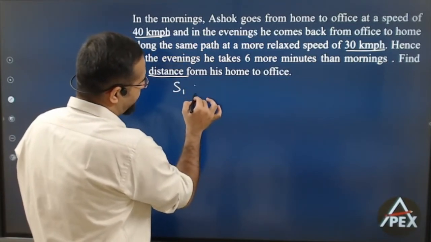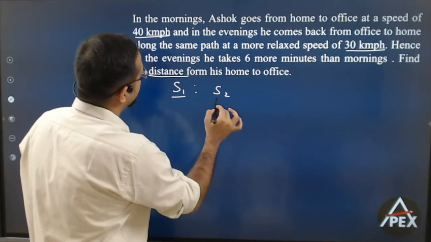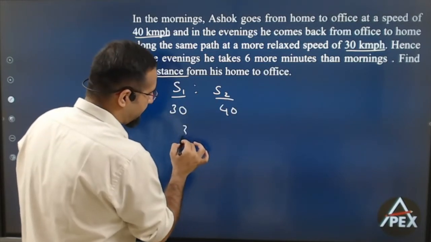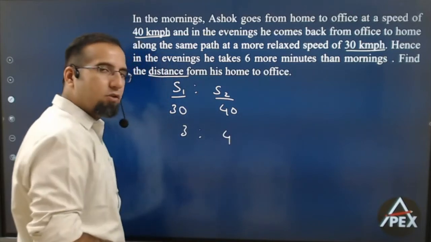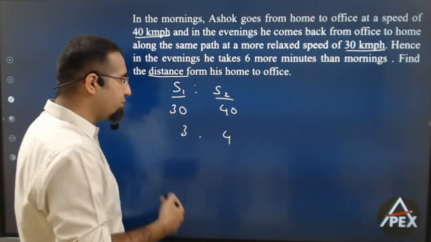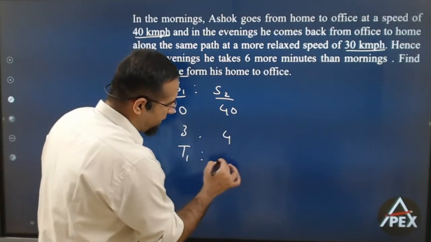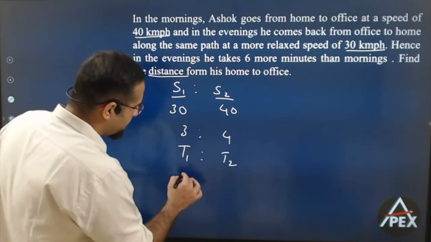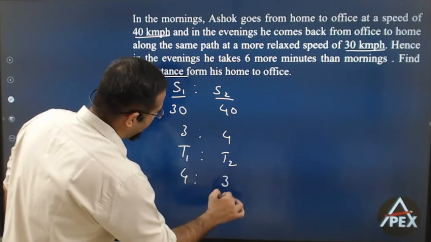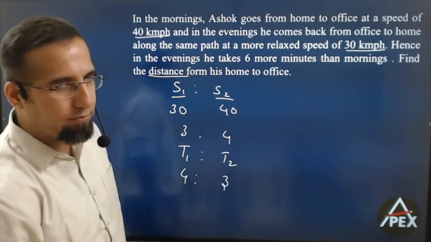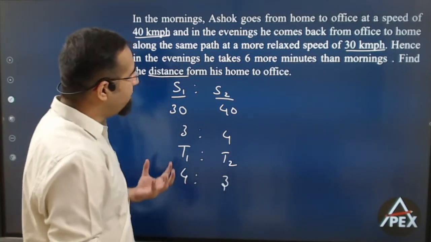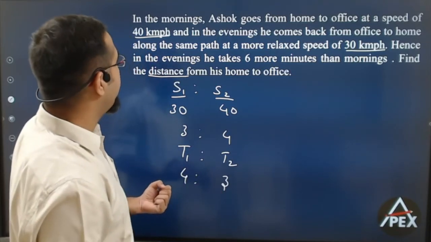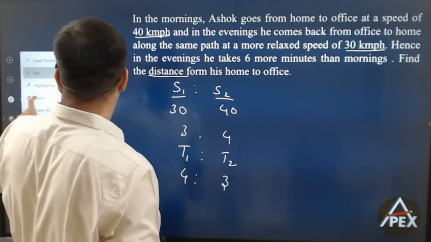The ratio of speeds. What is the ratio of speeds? I know that one speed is 30, the other speed is 40. That means the ratio of speeds is 3 is to 4. If the ratio of speeds is 3 is to 4, the ratio of time taken by them is inversely proportional, that is 4 is to 3. Sorry, I guess I went wrong. Yeah, it's reverse. I'm sorry guys.